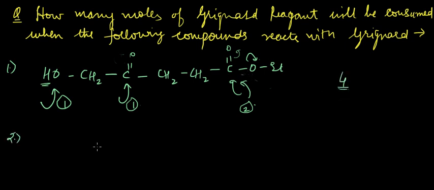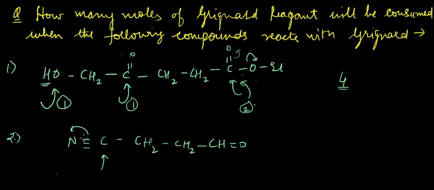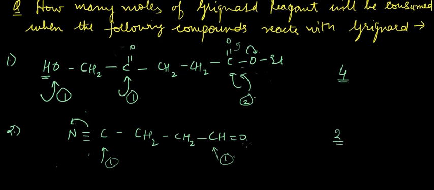Okay, the second example is something like this. So how many in this case? This can have one here, in which N will take the negative charge, and upon hydrolysis the bond will break into OH and H on both sides. So this can take one here, and this can also take one here. So the total answer in this case would be 2.